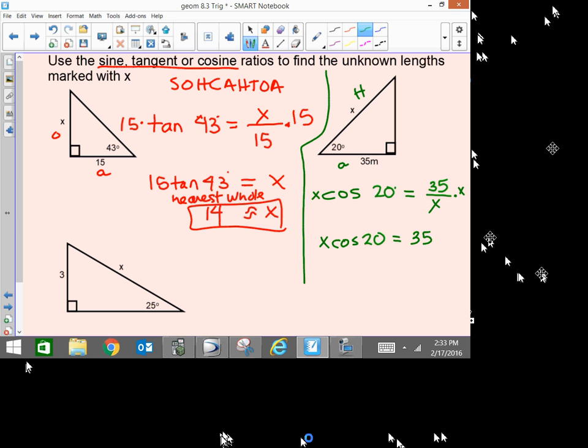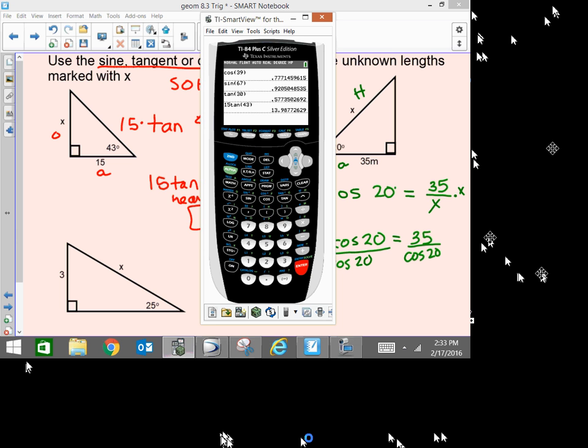Divide both sides by cosine. By what? Cosine 20. Good job. The cosine 20 is a number, but there's no point in messing with a number that's this long when we can mess with cosine 20. Okay? So now you're ready for the calculator.